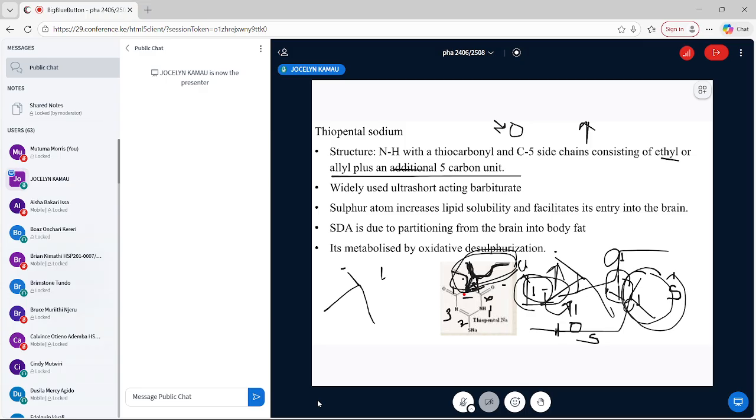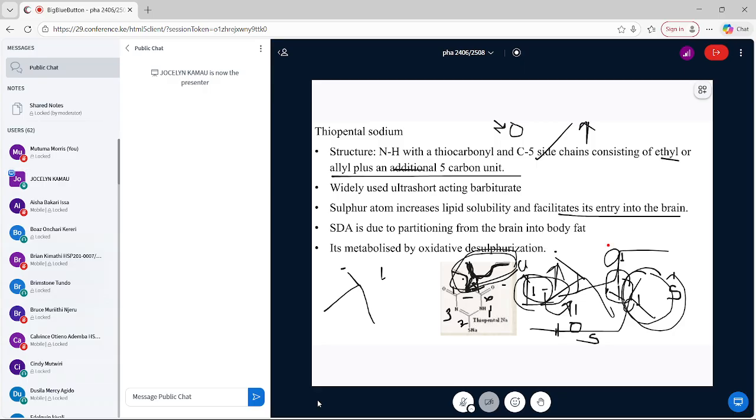Why do they use ultra short acting barbiturates? The sulfur atom increases lipid solubility, as I have already mentioned, and facilitates its entry into the brain. I've explained how it increases lipid solubility. It is less electronegative than oxygen, and therefore brings in more lipid solubility. It does not allow for hydrogen bond formation as in the oxygen. The short duration of action is due to partitioning from the brain into the surrounding tissues or the body fat.